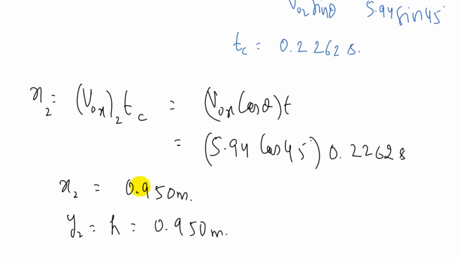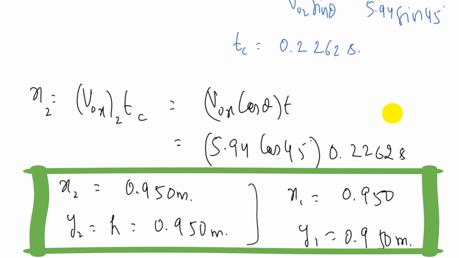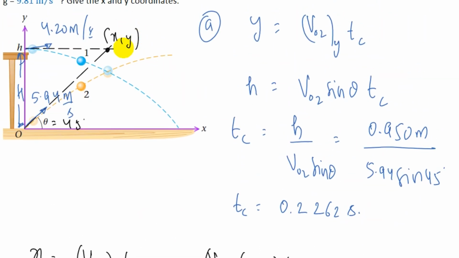So these are the x and y coordinates we have found out for marble 2. If you calculate for marble 1, you will get the same value. x1 will also be 0.950 and y1 will also be 0.950 meter. So these are the answers for part A. This is the x and y coordinate.